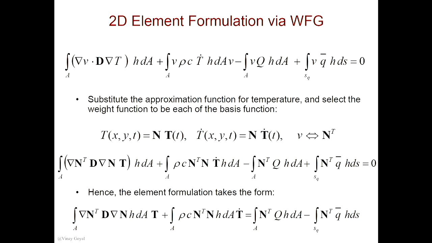We then went in and looked at the 2D finite element formulation. For that, we applied the weak form Galerkin and substituted the approximation function for temperature, substituted for the weight function, selected the basis functions or the shape functions, and substituted that in there and had to calculate these equations here. And you can see I have gradients of N that I have to calculate now, and I'll have to calculate them for every single element, and they may look different.